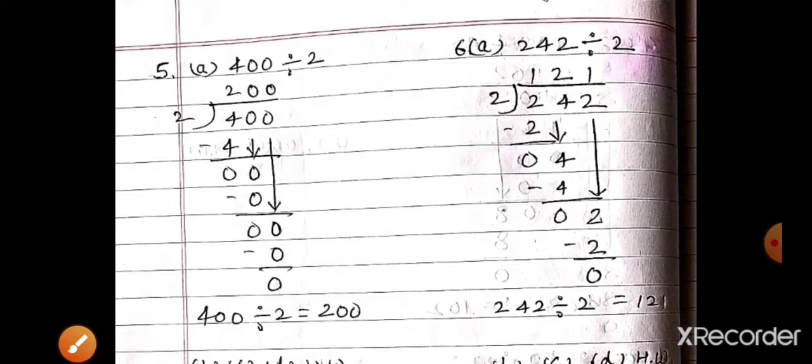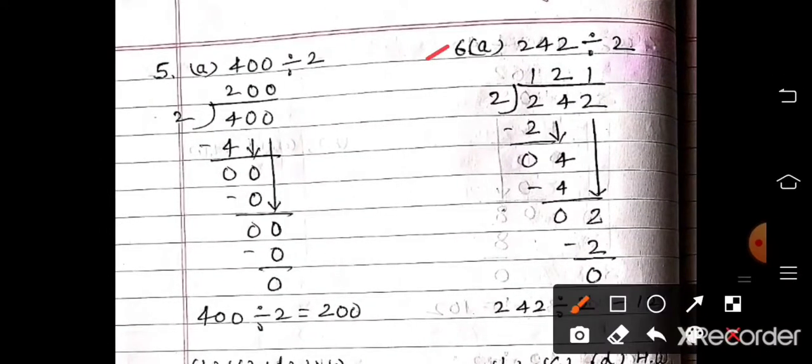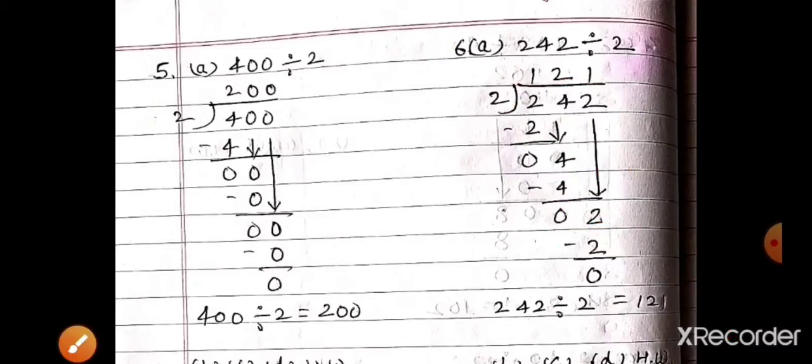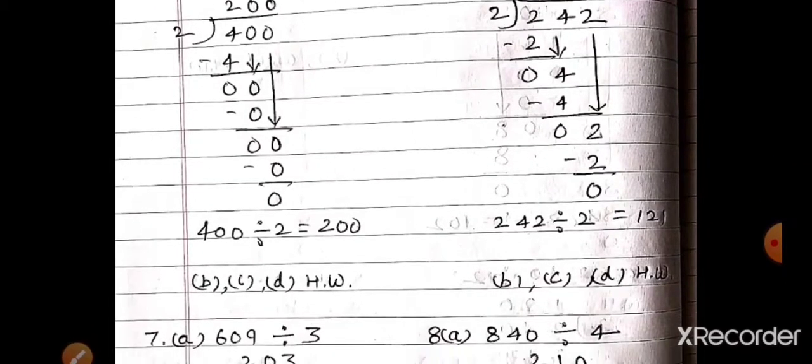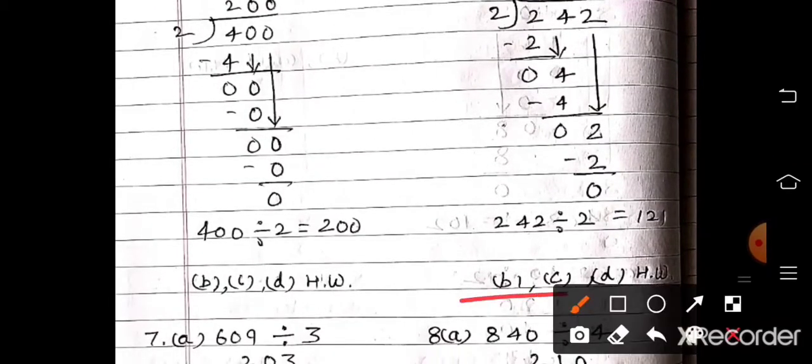Now 6th question, A part, 242 divided by 2. Do like this. 2 1 ja 2, 0, subtract so 0. Then 4, 2 2 ja 4, subtract 0. Then this 2 right here like this. 2 1 ja 2. Okay, so answer is 121. Now B, C, D is your homework.